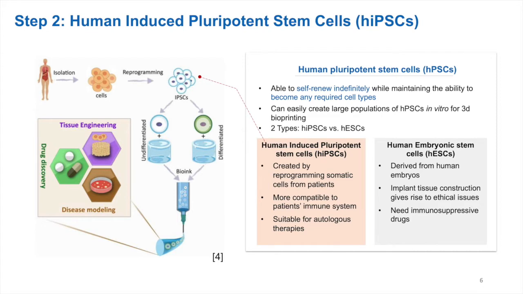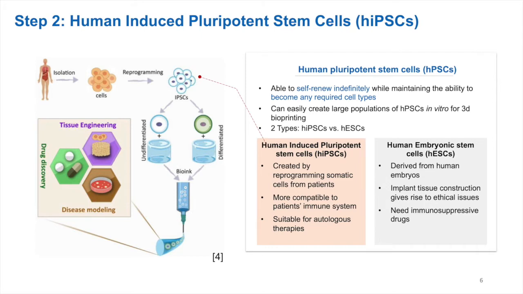Falling under human pluripotent stem cells, induced pluripotent stem cells, or iPSCs, and embryonic stem cells, or ESCs, are able to self-renew indefinitely while maintaining their ability to become any required cell types. This property enables large quantities of human pluripotent stem cells to be easily created in vitro for 3D bioprinting.